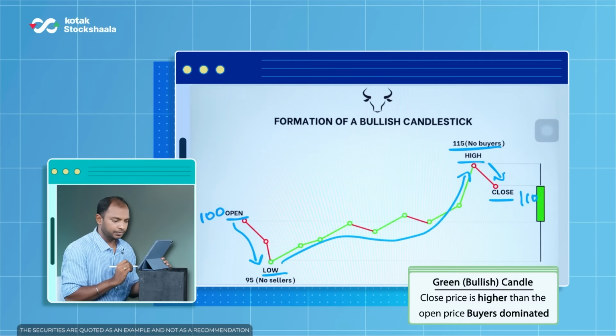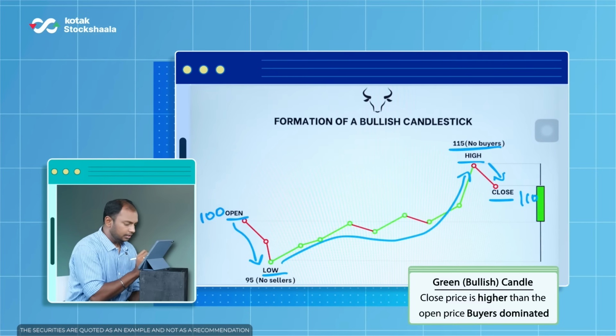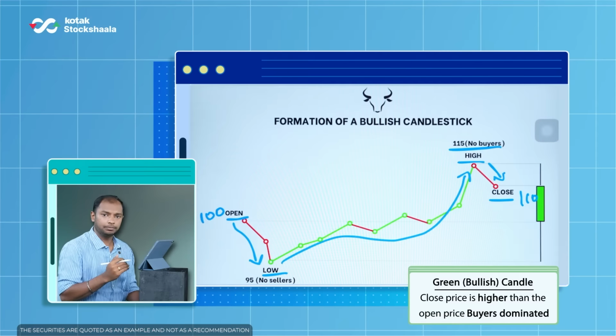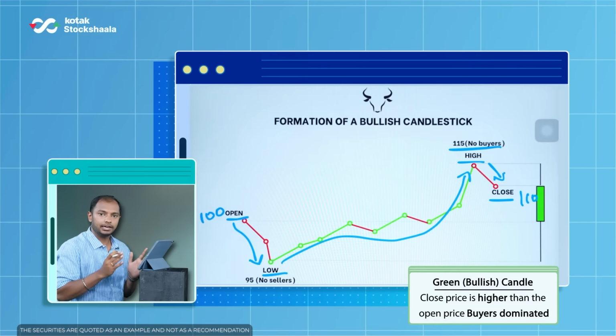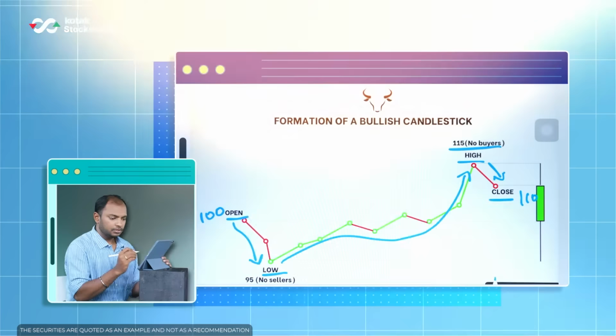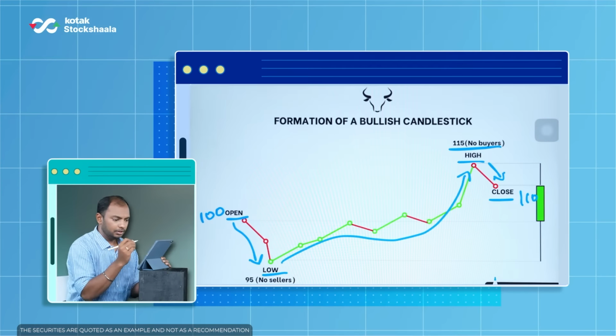And finally at the end of the day the price closed at 110 rupees. So as you can see here, the opening price was 100, the closing price was 110, which means the closing price was higher than the opening price. So it is a bullish candlestick, and the high price is at 115 and the low price is at 95. So this is how a bullish candlestick is formed.